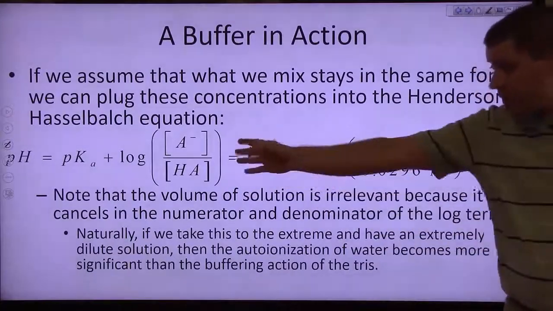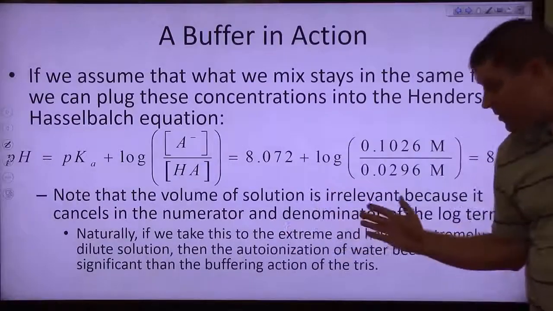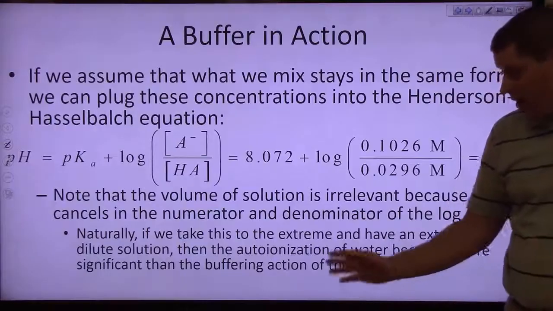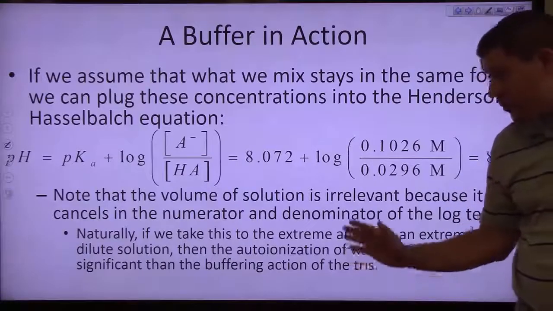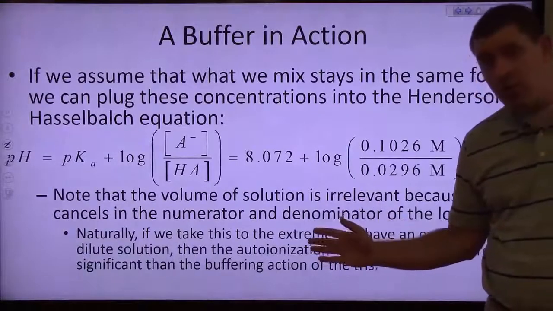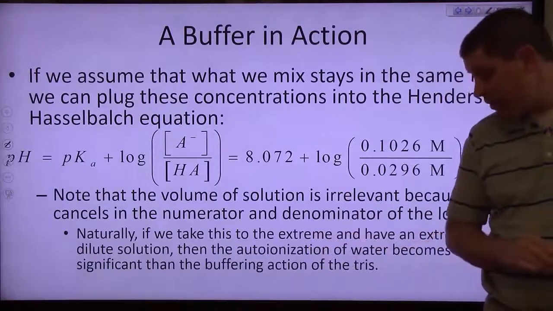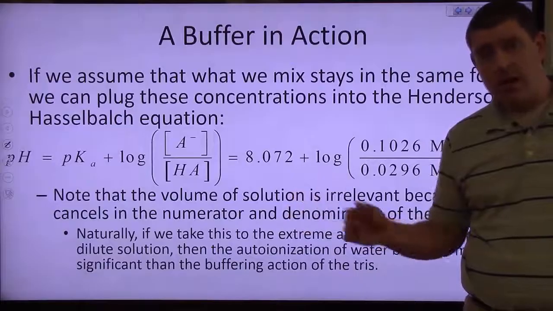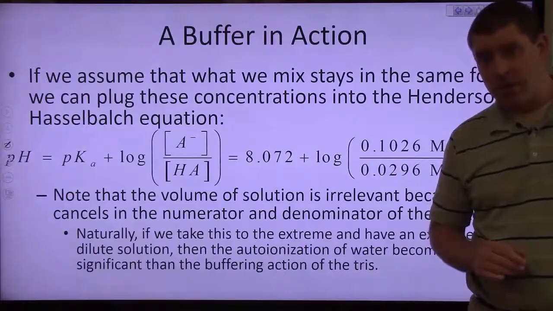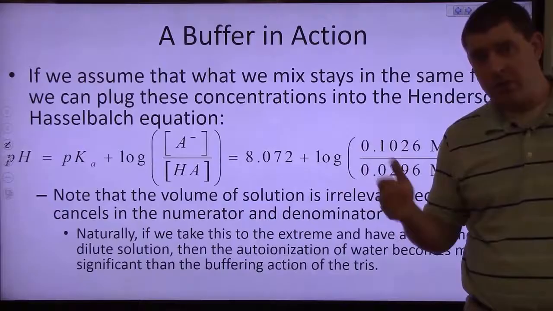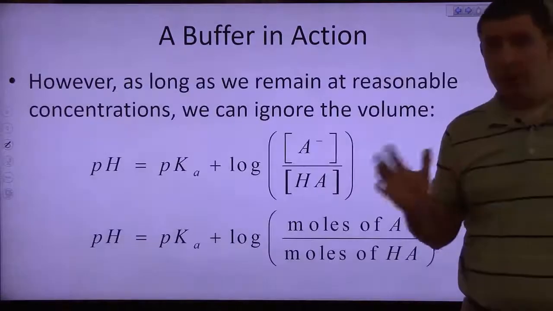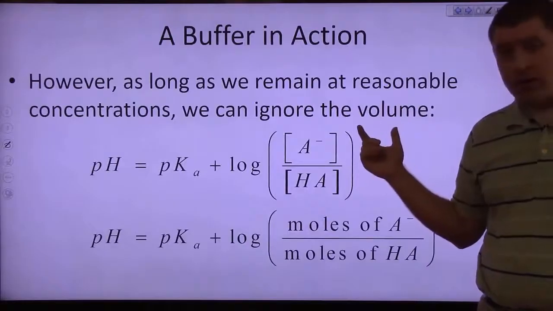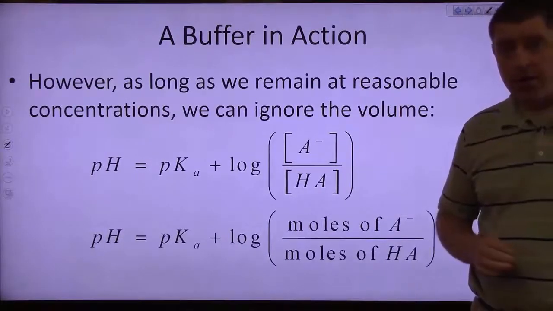Now, naturally, if we take this to the extreme and have an extremely dilute solution, then the autoionization of water becomes more important, and it will become more significant than the buffering action of our tris. So this obviously only works at moderate to high concentrations of our buffer solution. If we dilute it more, then we essentially just have almost pure water. But so long as we remain at reasonable concentrations, we can ignore the volume and thus ignore the autoionization of water.